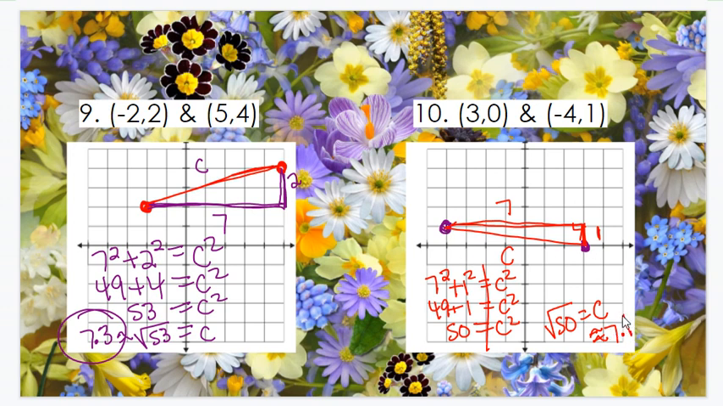All right, you have 2 more left. Go ahead and try those on your own. And when you're finished, press play and go over them with me. So pause the video now and do the 11 and 12 by yourself.